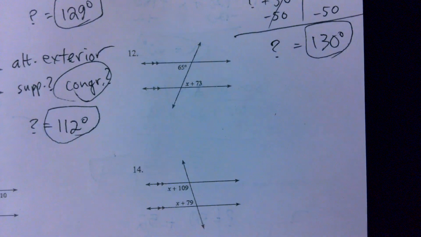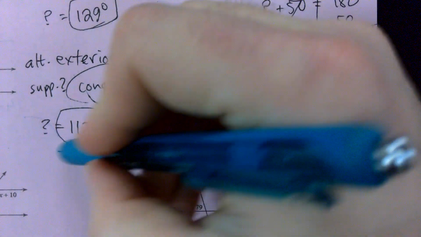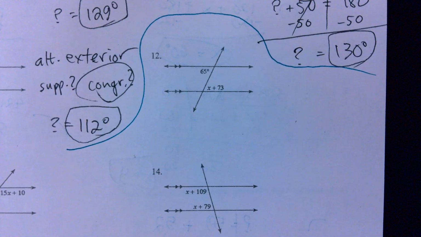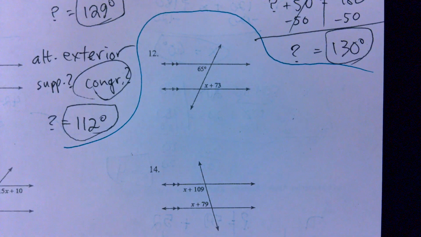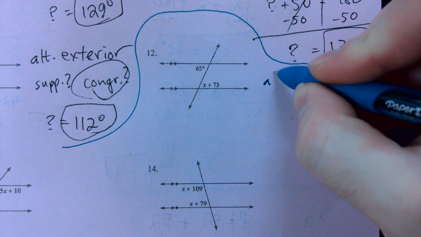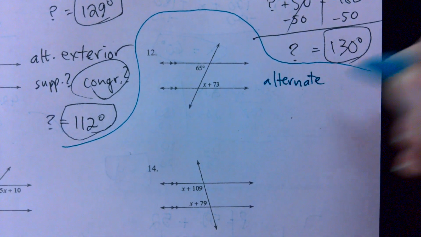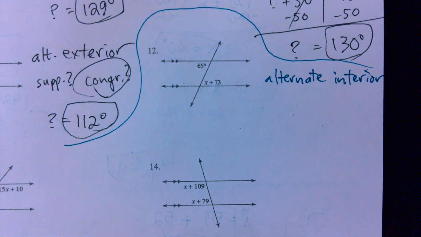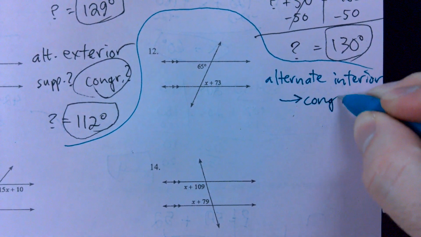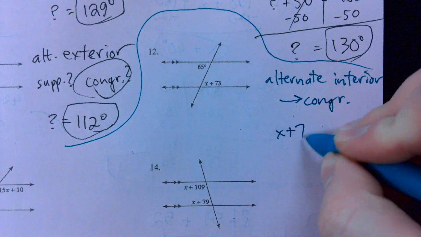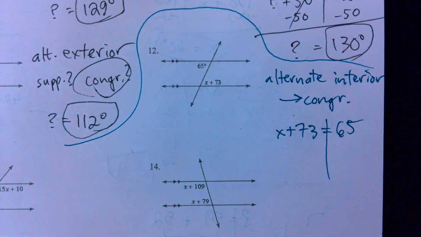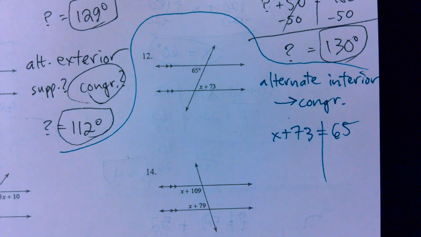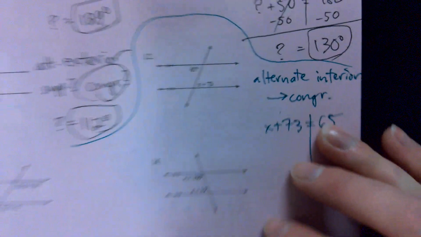Number 12, a little bit more because we got a variable in there, but that's all right. Now, I noticed that they're both on the interior, and they're on alternate sides of the transversal. So what can we call this angle relationship? Alternate interior, exactly what it looks like. Those are going to be congruent to each other. So we can set x plus 73 equal to 65. That's what congruent means, right? It means that they are the same exact angle measure.